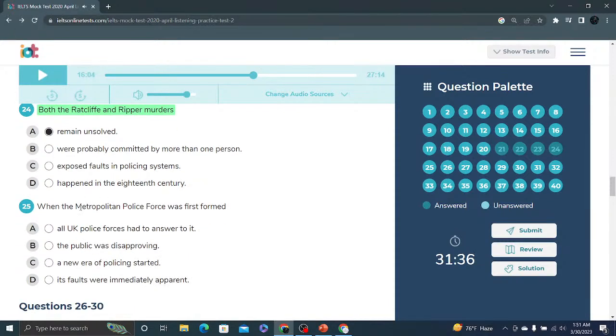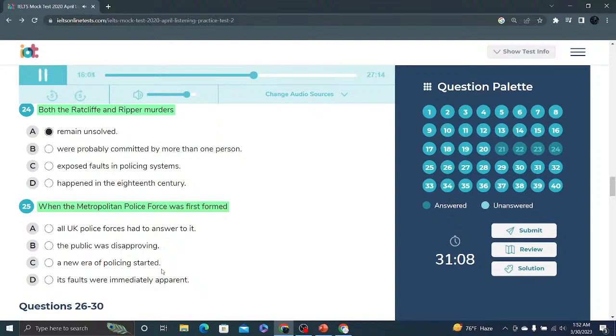Okay, we got it. Now let's listen to question number 25. When the Metropolitan Police Force was first formed, okay, let me highlight it. All UK police forces had to answer to it. A new era of policing started. Its faults were immediately apparent. Okay, let's listen for question number 25.